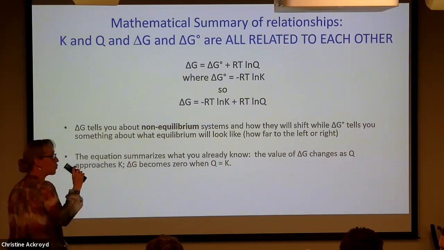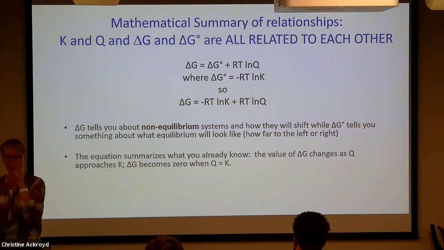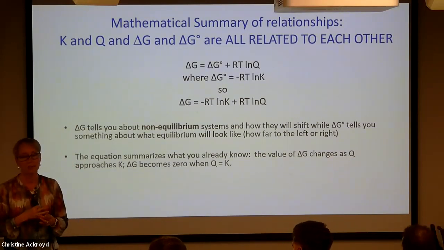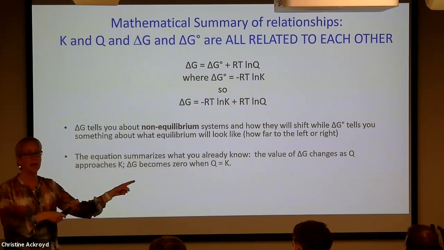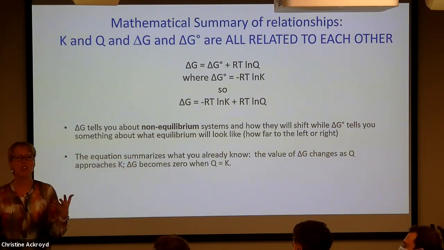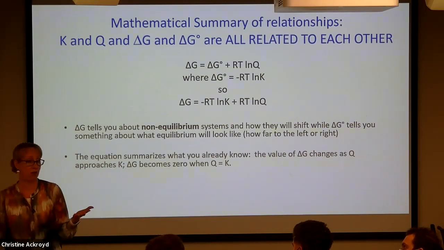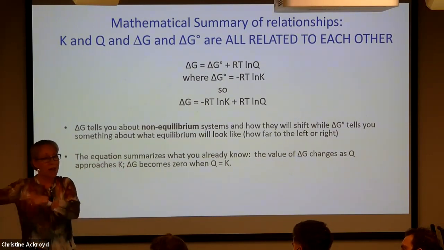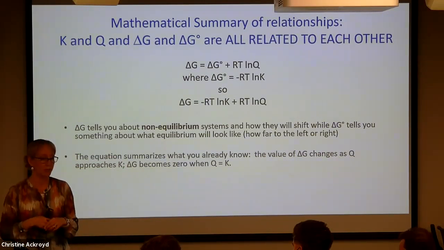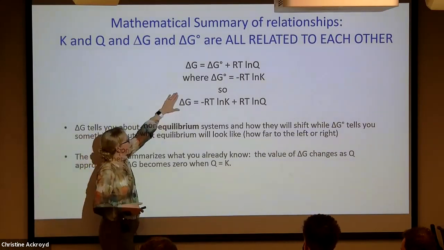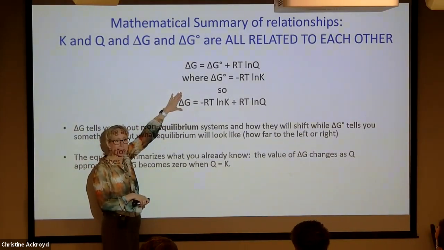Okay, so we already said that when Q is less than K, what's the sign of delta G? If Q is less than K, what do we need more of? Product. So what's the sign of delta G? Negative. Okay, and when Q is greater than K, what do we have too much of? So the reaction has to move backwards to get to equilibrium. So what's the sign of delta G? It's positive.